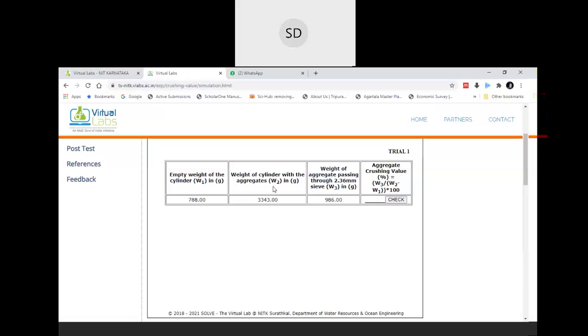So your total aggregate would be W2 minus W1, because W2 is the weight of the initial aggregate plus weight of the mold, and W1 is the weight of the mold. So if you deduct W1 from W2, you will get the initial weight of the aggregate. Okay, and 986.00 is the final weight of the aggregate which passes through 2.36 mm. So you just make this calculation, find out what is the value.